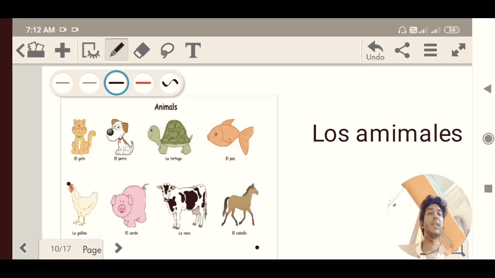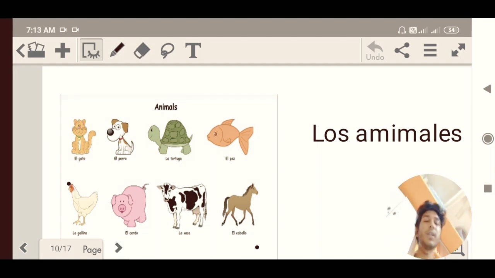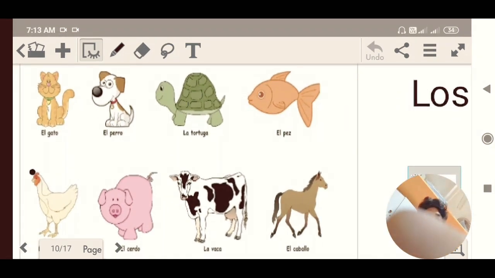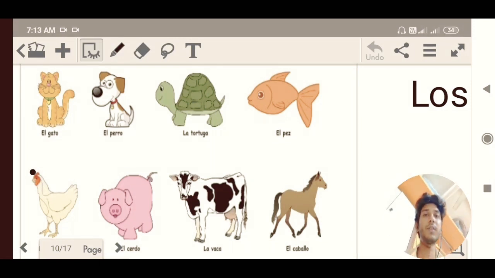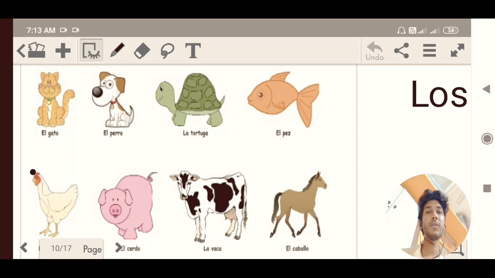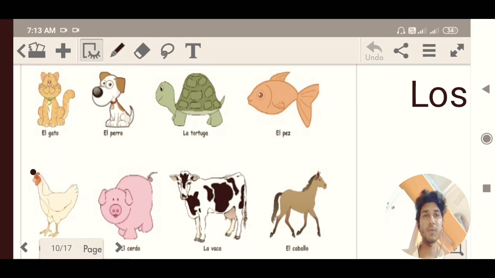Now we are going to deal with los animales. Los animales, as the word suggests, means the animals. The word for the cat is el gato. For dog, it's perro. For tortoise, it's la tortuga.